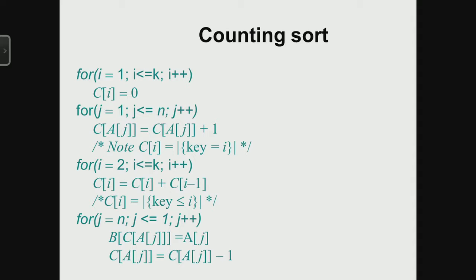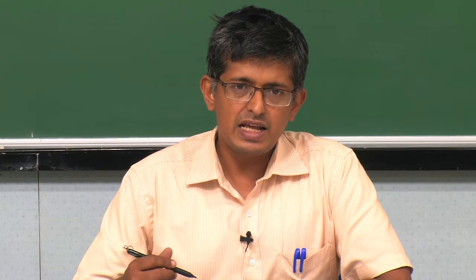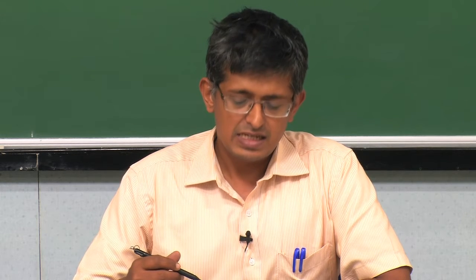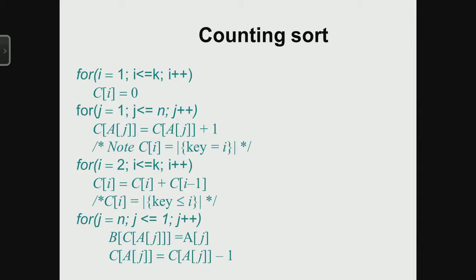The key at the index j in array A is moved to its rank in array B. In other words, if the key at array index j has 4 occurrences in the array A, then C of A of j would be 4 and the value A of j would be kept in the array location B of 4, and then the number of occurrences of the value at A of j at the index j is reduced by 1.